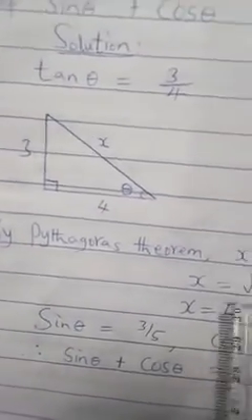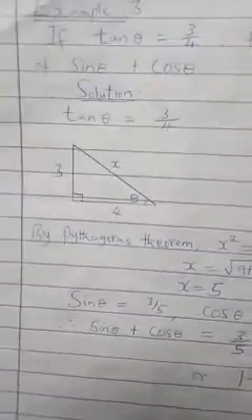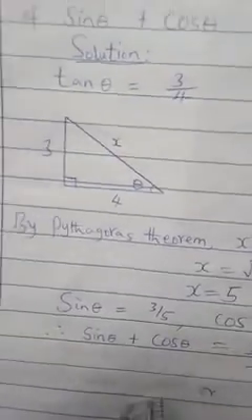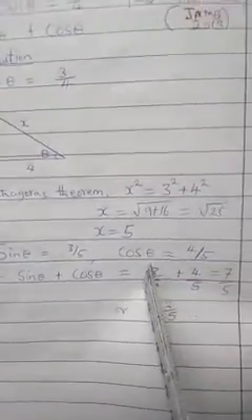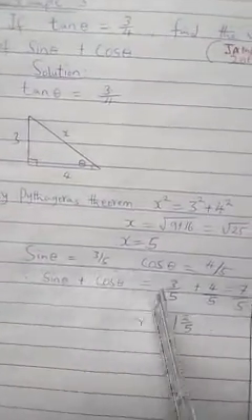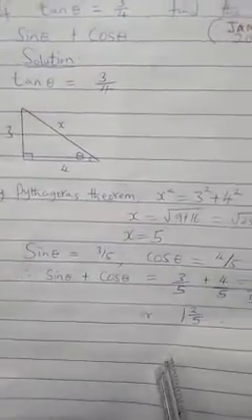So your sin theta is equal to what? Opposite all over hypotenuse, which is 3 all over 5. Cos theta is what? Adjacent all over hypotenuse, which is 4 all over 5. So sin theta plus cos theta now will be 3 all over 5 plus 4 divided by 5. They have a common denominator of 5. 3 plus 4 is 7. 7 divided by 5 is what? 1 whole number 2 all over 5.